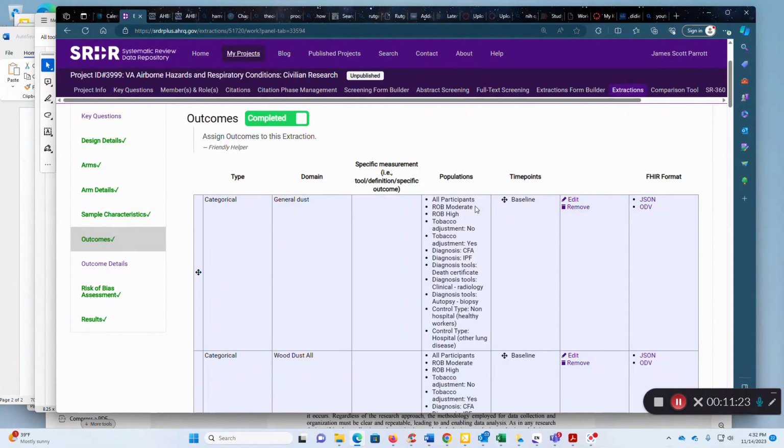adjusted odds ratios for risk of bias for moderate studies, or where the ROB was high, whether there was or there wasn't tobacco adjustment. So again, taking those same analyses, but breaking them out according to the shared characteristics of the different studies. I use the populations tool to be able to capture all of those differences. Let's take a look at the Blanc.